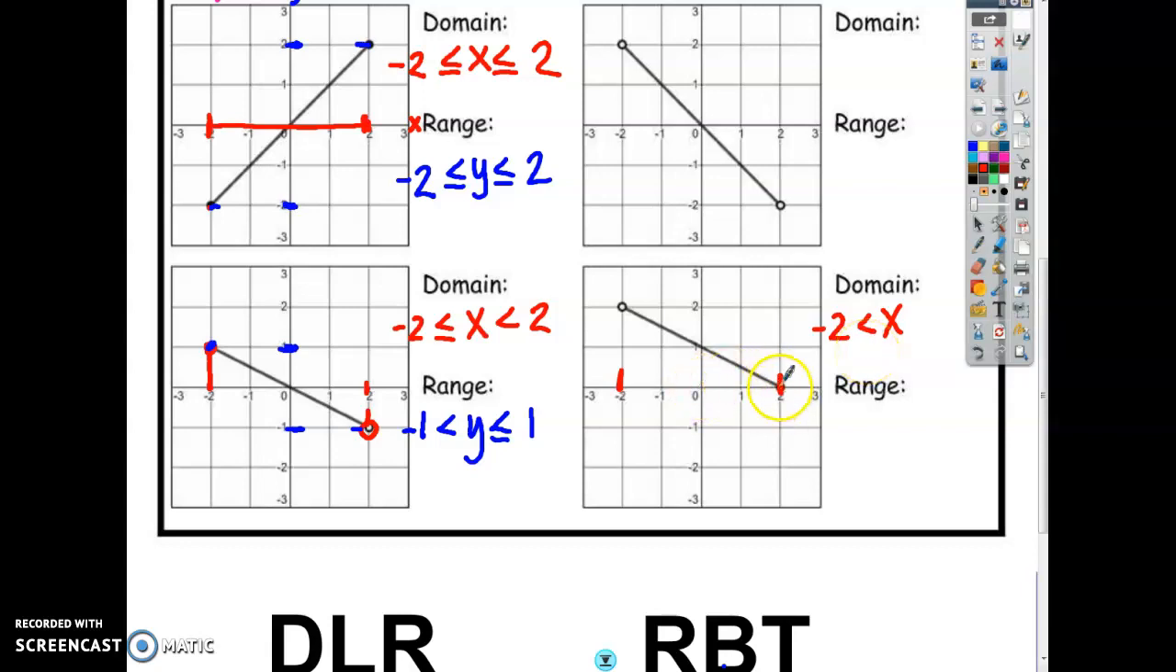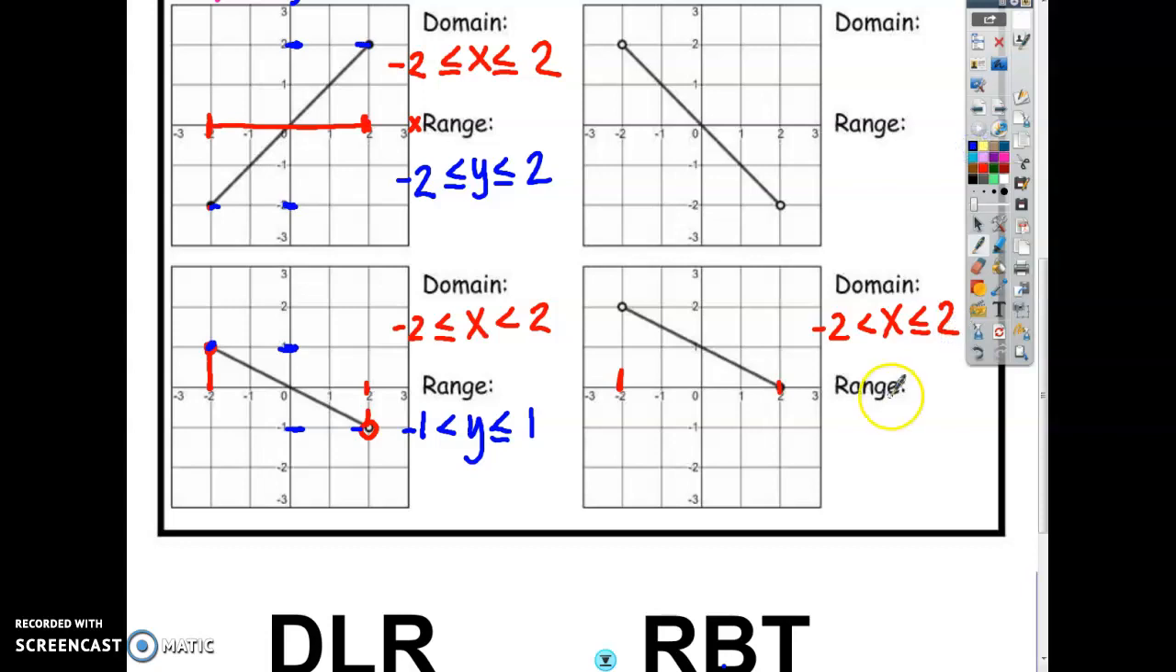And the rightmost point is at 2. And that's a closed circle. I covered it up, but that's a closed circle. Where is it? Right there. Right? It's a closed circle. So it's going to be less than or equal to 2.